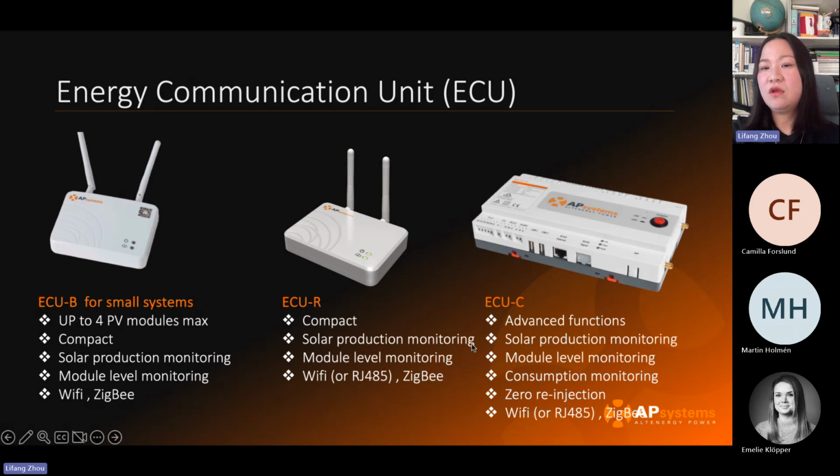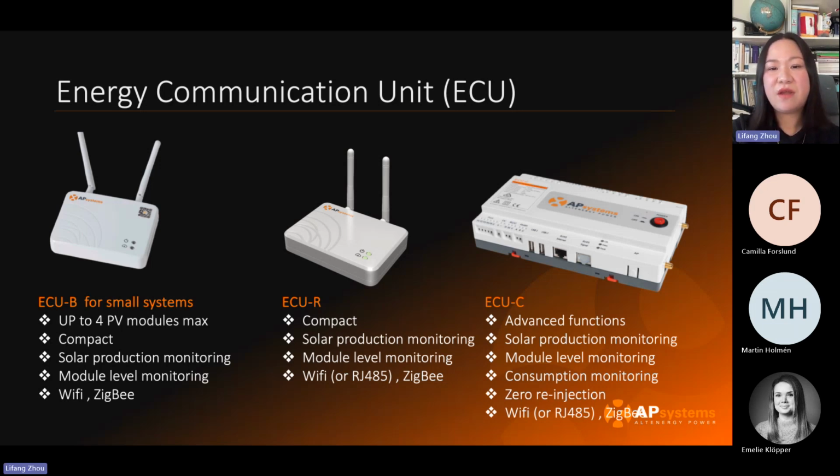If you would like more advanced functions, for the commercial side, we have the ECU-C. It has zero reinjection, which means we can control self-consumption. Mostly this is used for commercial, but I think in Sweden a lot of customers also like this ECU-C. The ECU-B on the left is for the balcony system. As we might all know, in Germany the balcony system has been quite amazing since last year. This ECU-B connects up to four solar panels. This is the only difference from the ECU-R and ECU-C.